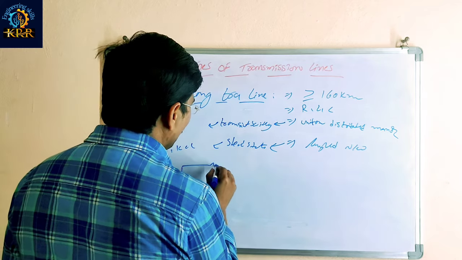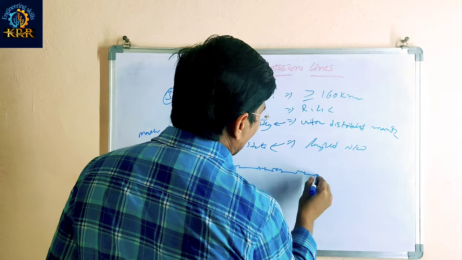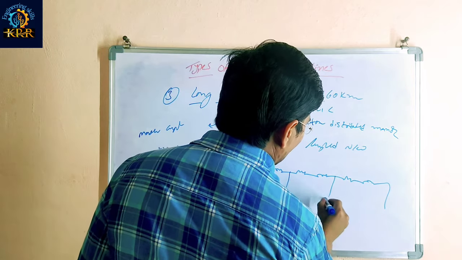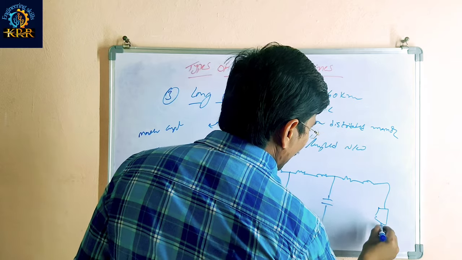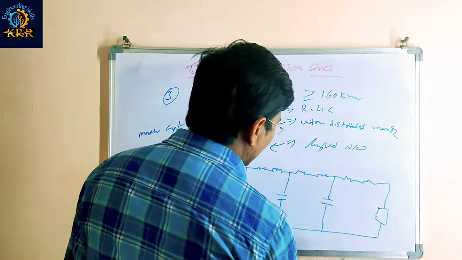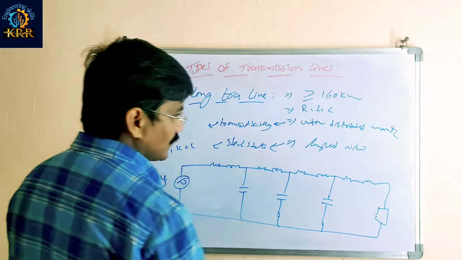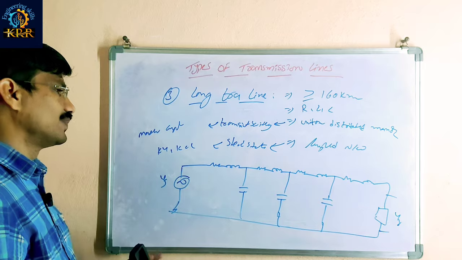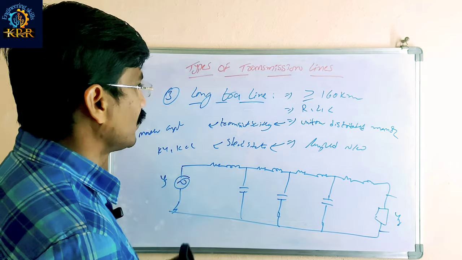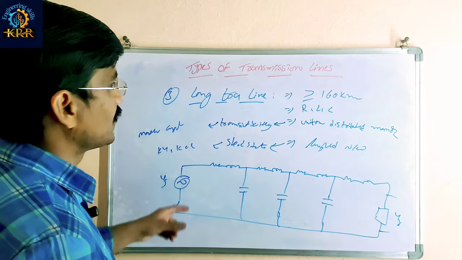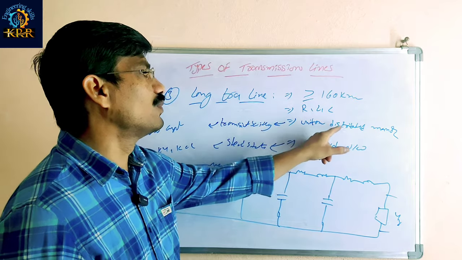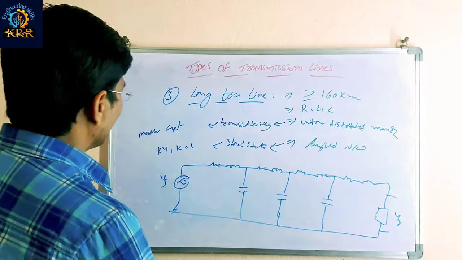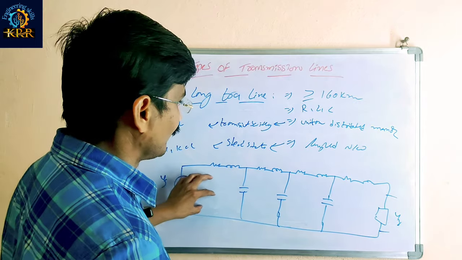In a long transmission line, how does it happen? This is called a long transmission line. Same sending end voltage, receiving end voltage, capacitance current, load current. In this long transmission line, as already discussed, in the uniform distributed manner we can calculate with mathematical concepts. In the lumped network, we can calculate with KVL and KCL.